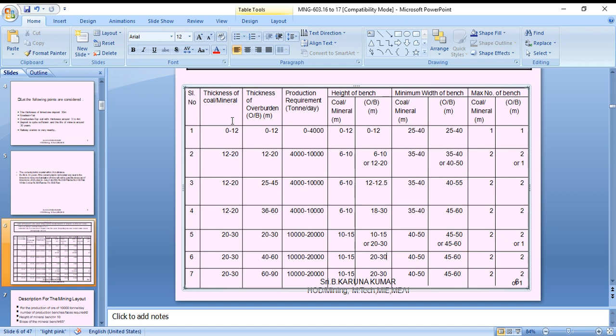Minimum width of the bench 25 to 40 meters, and OB 25 to 40. Coal or mineral, maximum number of benches 1 and 1. So this is the general tendency we have to maintain.